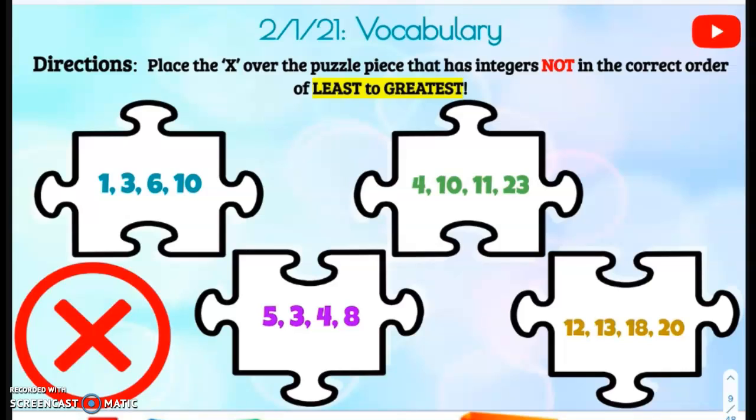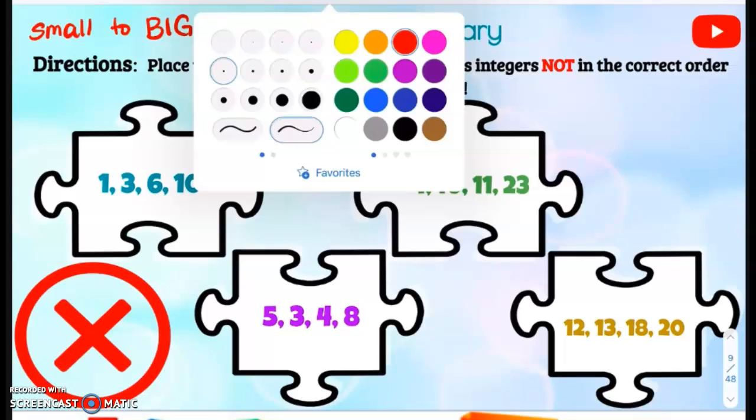Vocabulary. We're going to place that X over the puzzle piece that has integers not in the correct order of least to greatest. So least to greatest, that means smallest to biggest. So I'm going to put small to big. Smiley face. All right, let's go ahead and take a look.